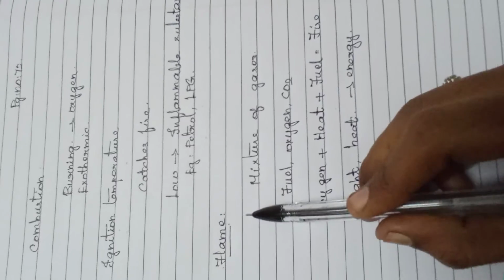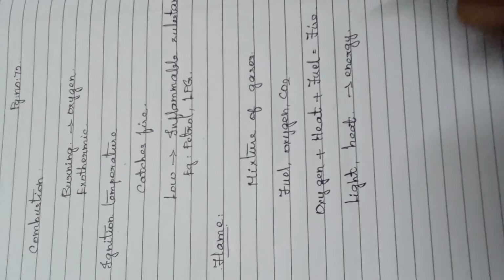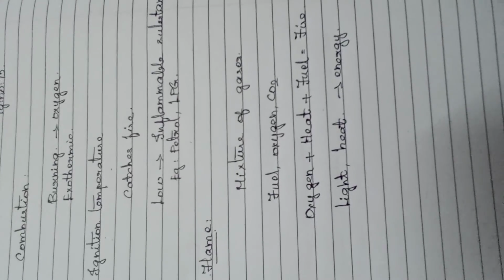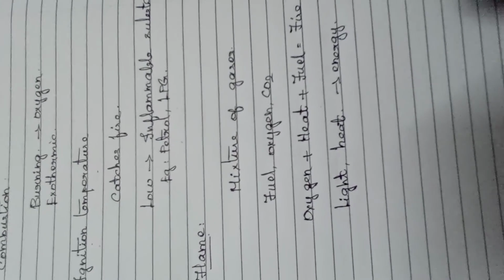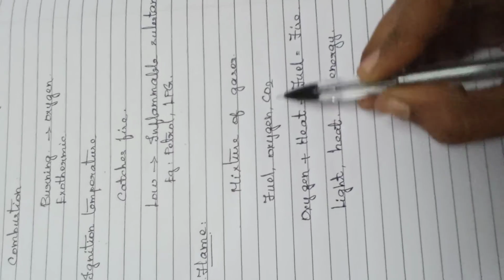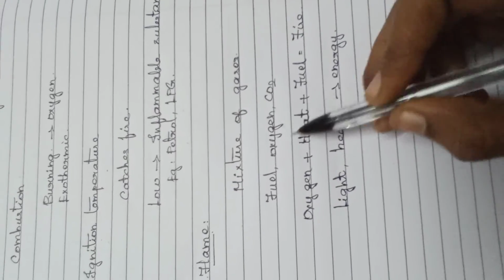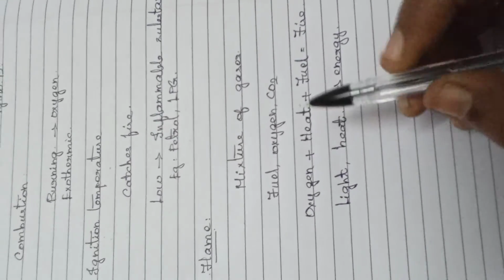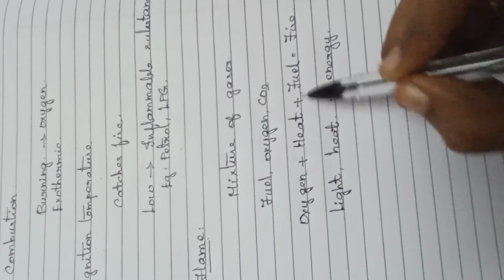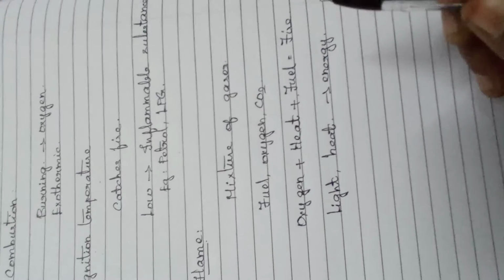And then the next one is flame. What is flame? If a mixture of gases, even in vapor form, causes fire, the process is called flame. And the fuel, oxygen and carbon dioxide are mostly the mixture of gases used for the flame reaction. And what is the equation? Oxygen, heat and fuel, these three together give fire.